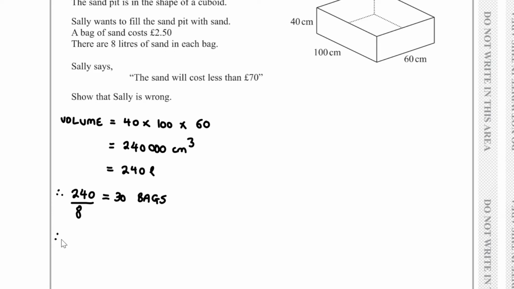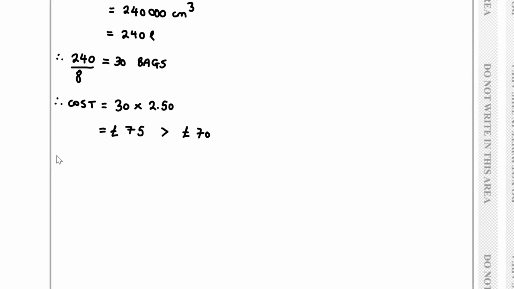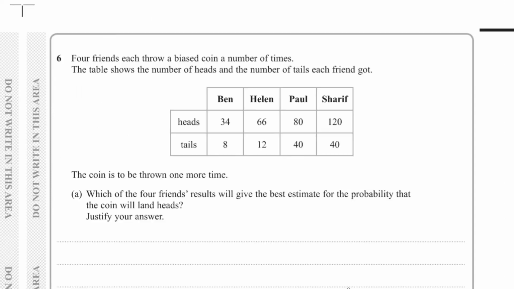So therefore, the cost is equal to 30, because we have 30 bags, multiplied by £2.50. So it turns out the cost is 75, which is greater than the £70 Sally is suggesting. So we can conclude Sally is wrong.